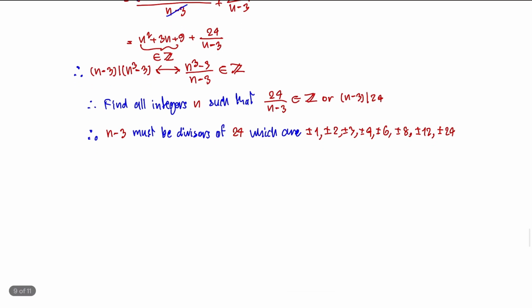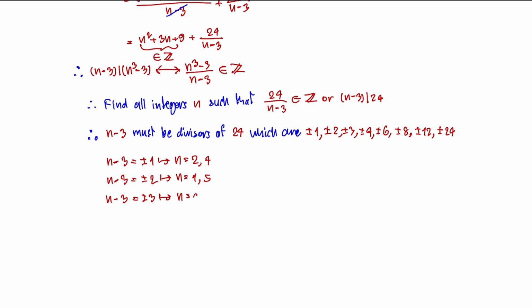So we have to find all the values of n from here. That means n minus 3 equals plus or minus 1, so n equals 2 or 4. n minus 3 equals plus or minus 2, so n equals 1 or 5. n minus 3 equals plus or minus 3, so n equals 0 or 6. n minus 3 equals plus or minus 4, so we have minus 1 and 7.